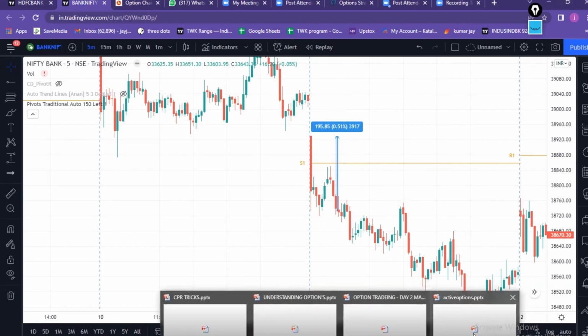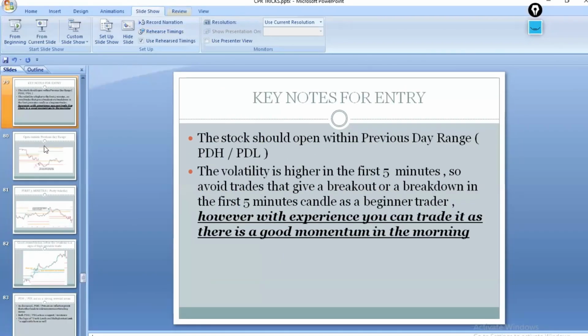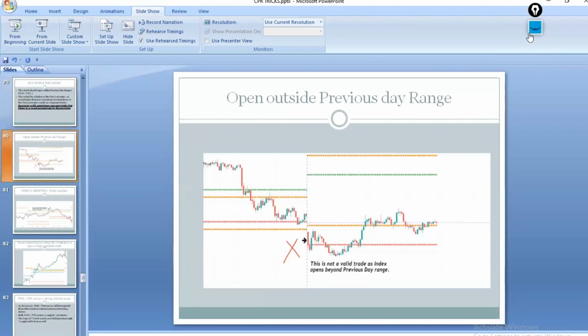ठीक है, वापस चलते हैं हम PPT की तरफ ताकि मैं जो भी points है वो एक साथ cover कर लूं. Now there are few other pointers. We are just going through it. For example, if the stock, this orange line over here is the previous day low and this is the previous day high. So which is the first rule? Write it down, guys. The first rule is the stock should open within previous day high and previous day low. I hope this point over here is pretty much clear.